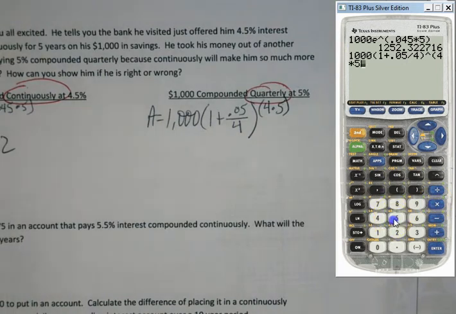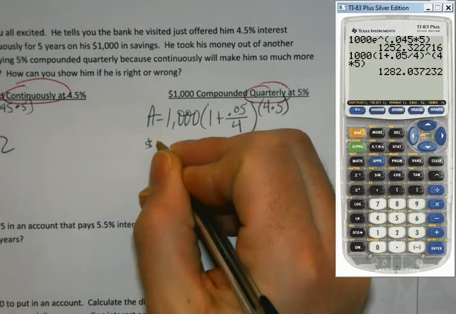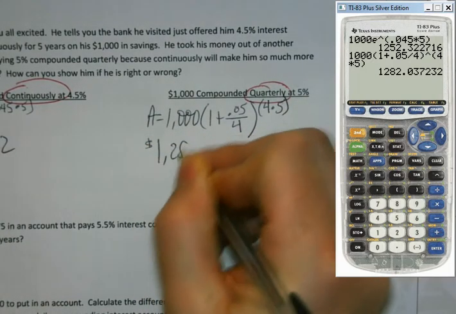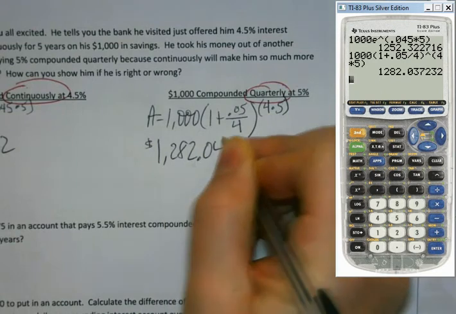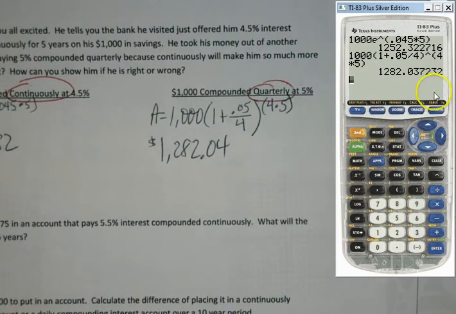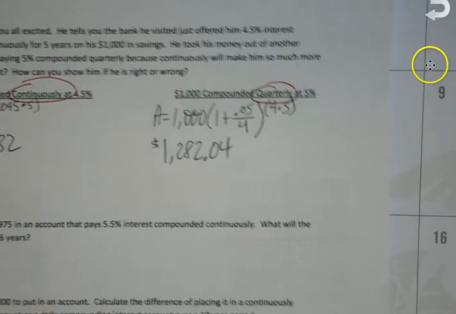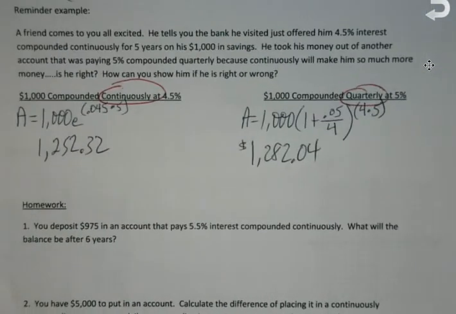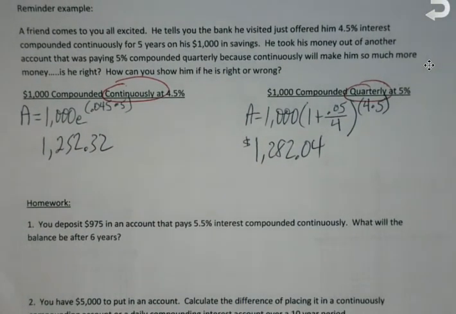And I could have just put 20 here as my exponent, but I just put 4 times 5. Uh-oh. What did my friend just do? Stupid mistake. Because by taking the money out of the account that was paying a larger percentage and paying it quarterly, he still would have ended up making more money with the quarterly.